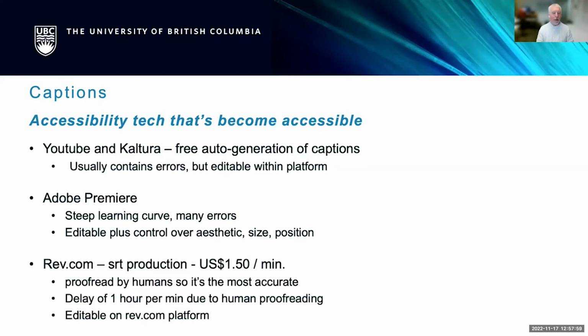And then what we do at UBC Studios is we use a service called rev.com, which is a fee. It's US $1.50 per minute of video. But it's most accurate because part of their service includes proofreading by humans. So there are still errors, but way fewer errors, so it's much faster at our end. It takes about an hour per minute to produce the SRT because of the human proofreading, and you can edit within the Rev website. So what we do is we take our finished video, upload it to Rev, it produces the SRT file, we go in and edit on the Rev site, and then we download an SRT file.